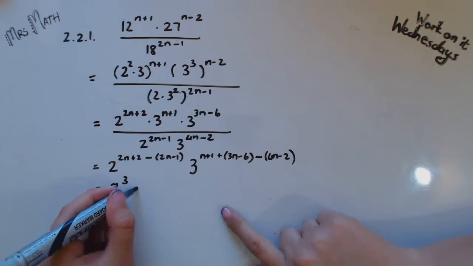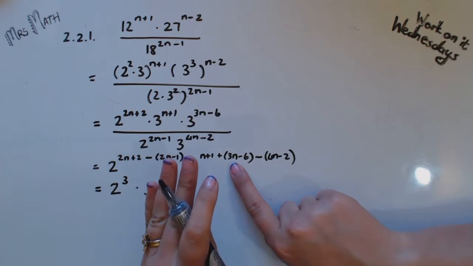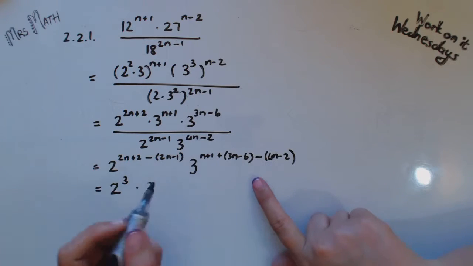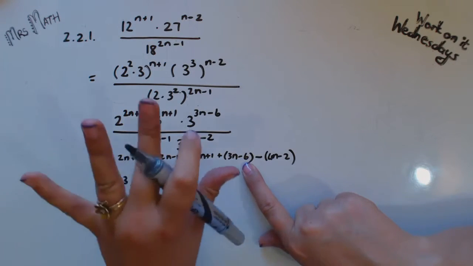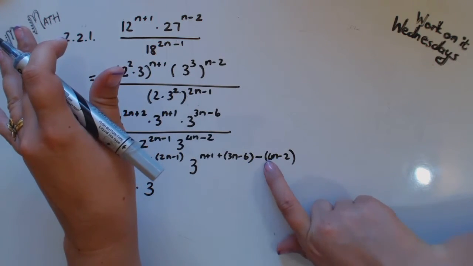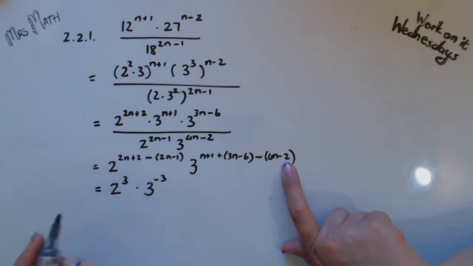Okay. And then for 3, I've got n plus 3, and it's 4n minus 4n. So the n's fall away. Okay, my numbers is 1 minus 6, so it's minus 5. I'm just going to keep that. And minus minus becomes plus 2. So minus 5 plus 2, it's minus 3.